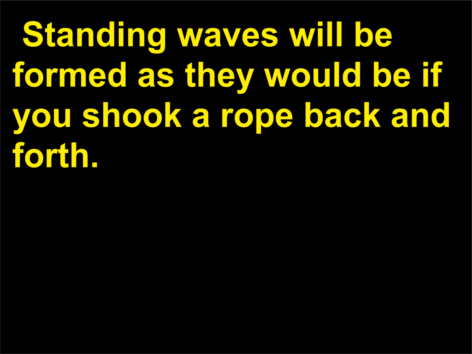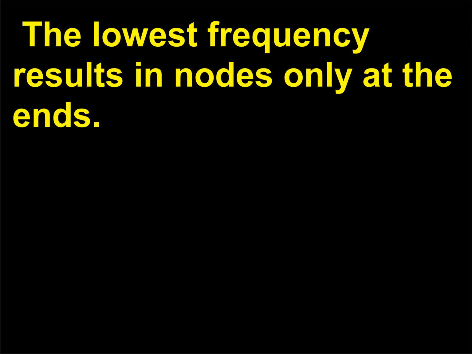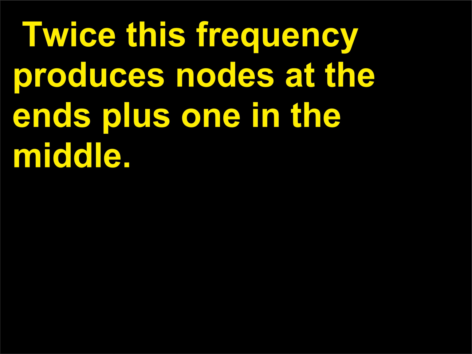Standing waves will be formed as they would be if you shook a rope back and forth. By shaking it at different frequencies you can make it oscillate in several different modes. The lowest frequency results in nodes only at the ends. Twice this frequency produces nodes at the ends plus one in the middle.